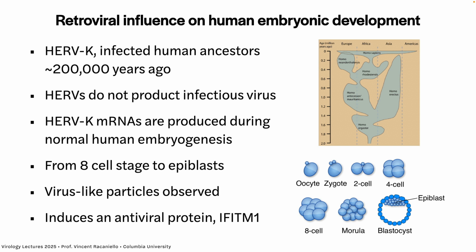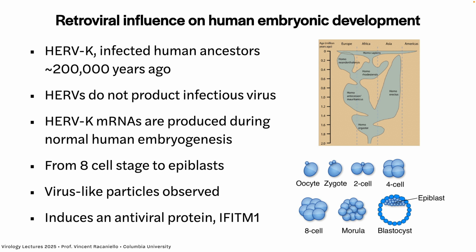Embryonic development seems to be influenced by retroviruses. There's one endogenous retrovirus called HERV-K, which infected our ancestors about 200,000 years ago. So here's 200,000 years ago. So here's Homo sapiens, and there is a descendancy from Homo rhodesiensis. They're the Neanderthals. So somewhere around there, we're infected with HERV-K.